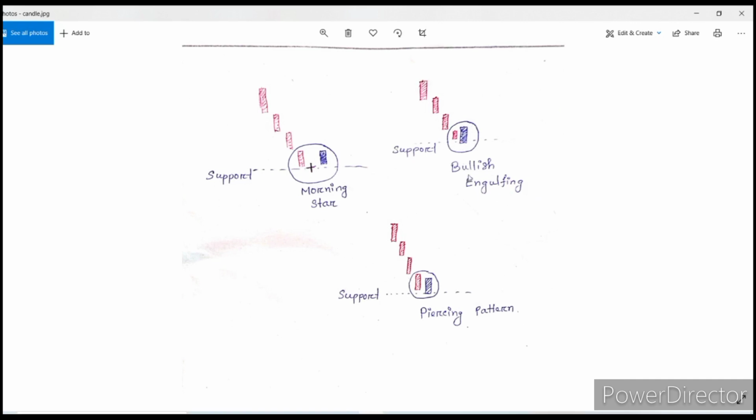Similar to the bullish engulfing pattern, we have the piercing pattern. The only difference is that the bullish engulfing pattern completely covers the previous candle, but the piercing pattern doesn't need to completely cover the previous red candle. It covers more than 50% of the previous candle. There are many other candlestick patterns, but these three are very useful as far as my experience. Okay, let us go to the real chart to see the Morningstar, bullish engulfing and piercing pattern.